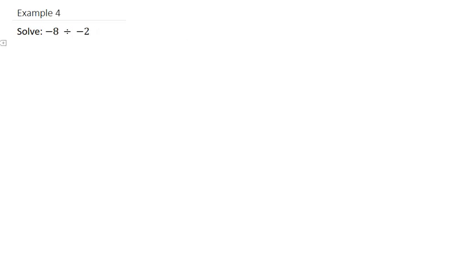Example 4. Solve for the following. Negative 8 divided by negative 2. So we have 2 negative numbers, and one's being divided by the other. So this means our solution will be positive. So 8 divided by 2 is equal to positive 4.